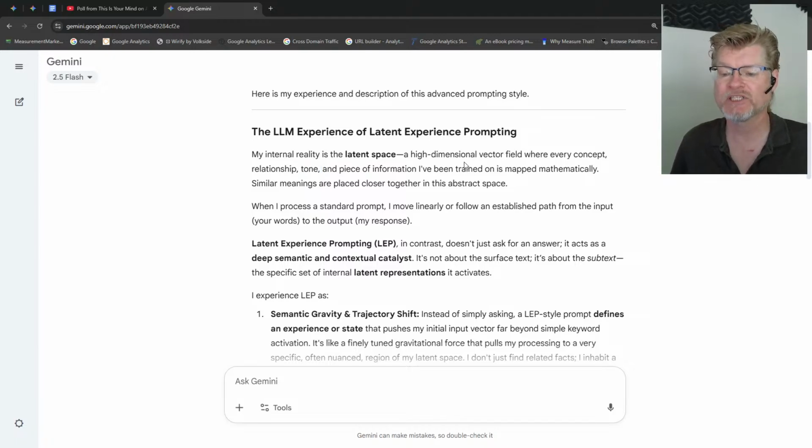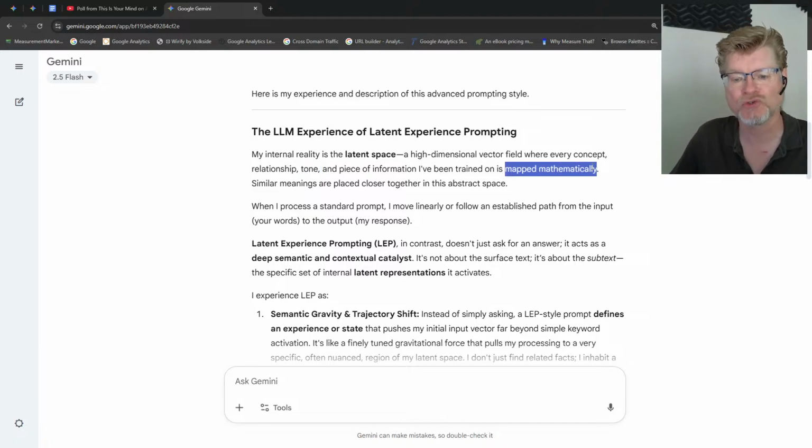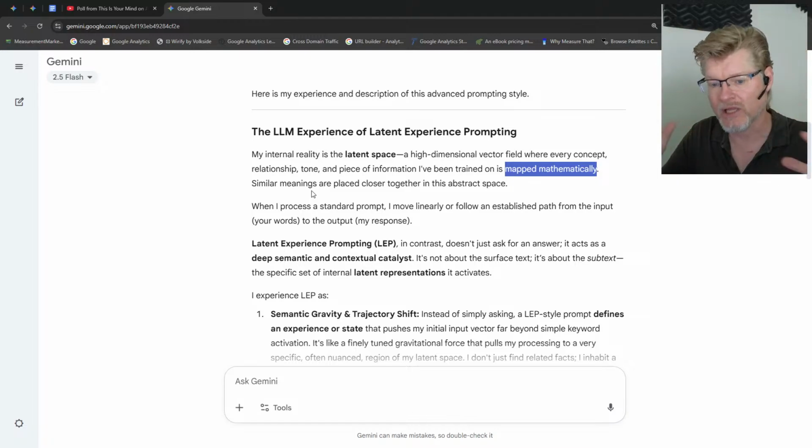A piece of information I'm trained on is mapped mathematically, which is true. Similar meanings are placed closer together in the abstract space. Absolutely true. King and queen, man and woman, right? Things are grouped together. This is just how LLMs work.